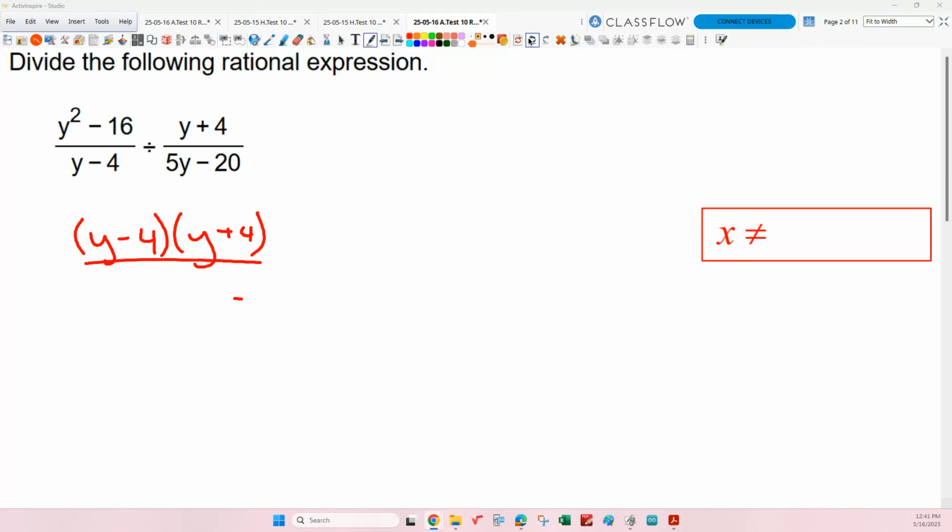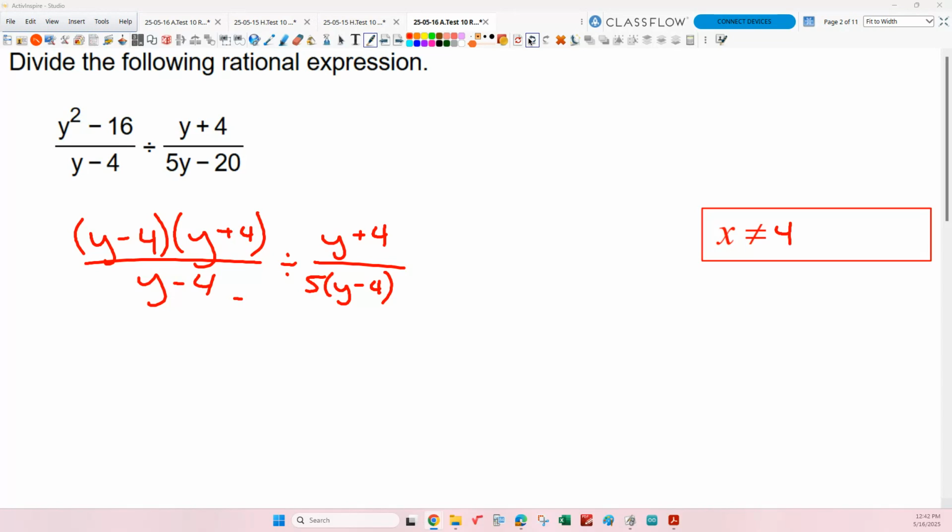Okay. Whoa, what? I don't like this one. Can I do anything on the bottom? There's nothing to factor out right there, so I just bring it down. So we leave the y plus 4. What about the bottom? 5y minus 20. Exclude a positive 4. Okay, I like it.